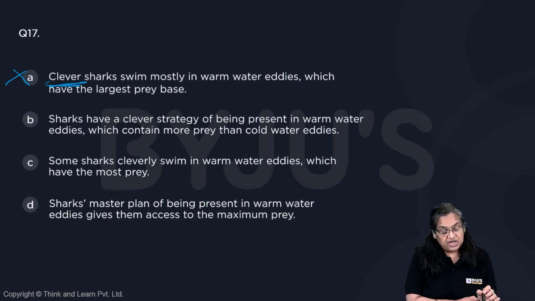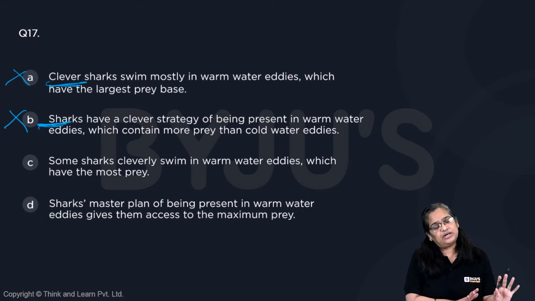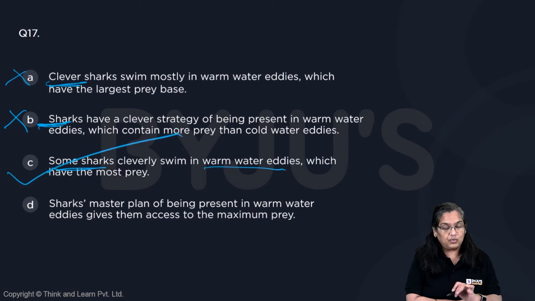So 1 is off. Sharks have a clever strategy of being present in warm water eddies which contain more prey than cold water eddies. Number 1, again, are we talking of all sharks? Do they contain more than cold water? Actually, he hasn't said it, but he says warm water eddies have a high density of that. Some sharks cleverly swim in warm. Okay, I've got my some sharks here. So the subject is mentioned, swim in warm water eddies which have the most prey.